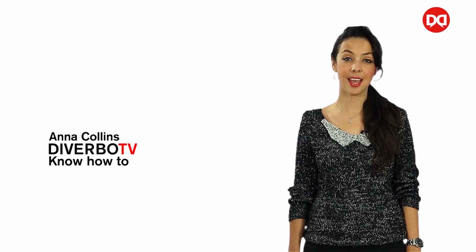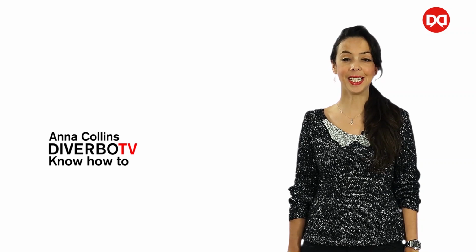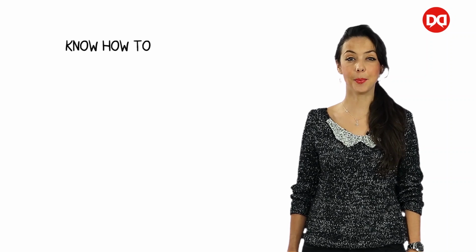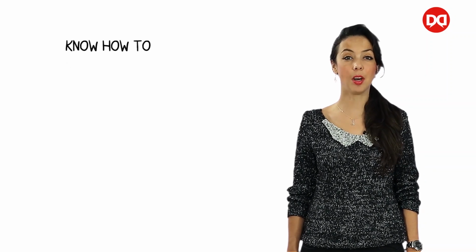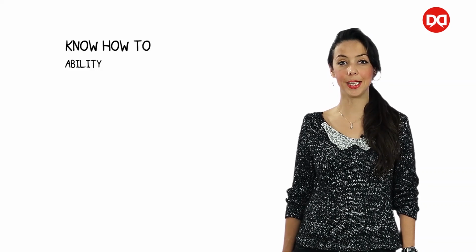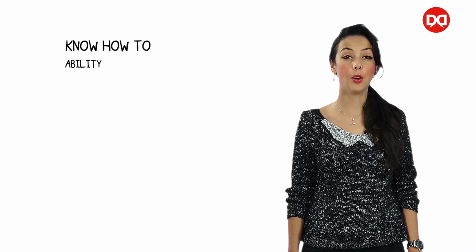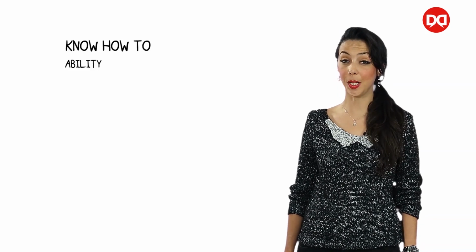In this lesson today, we're going to look at to know how to. Okay, ready? Let's go. To know how to do something is used when you're talking about ability, that you have the knowledge, the know-how to do something. For example, do you know how to operate this computer? Yes, I know how to operate this computer. Or do you know how to get rich quick?